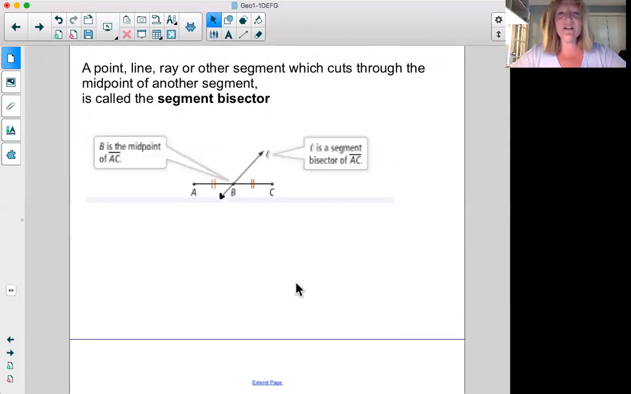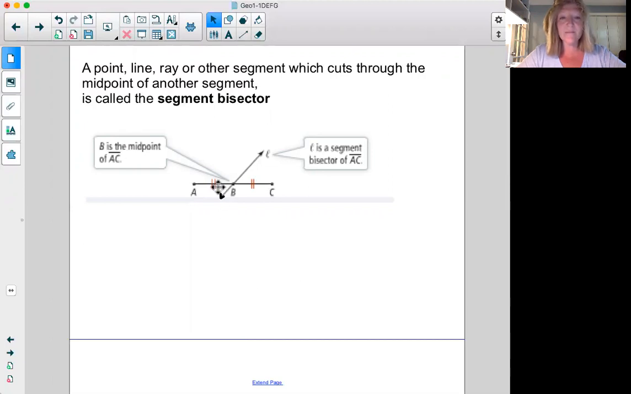Okay, the last thing we're going to talk about in this video is what is a segment bisector. A segment bisector is anything that goes through the midpoint of a segment. In other words, anything that cuts a segment into two congruent parts. And listen, anything that goes through a midpoint of a segment is a bisector. So you could have a point, a line, a ray, another segment. Anything that cuts through the midpoint of another segment is called a segment bisector.